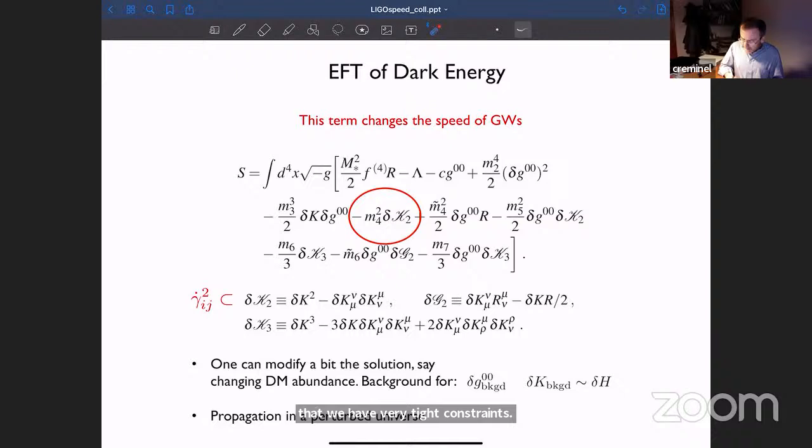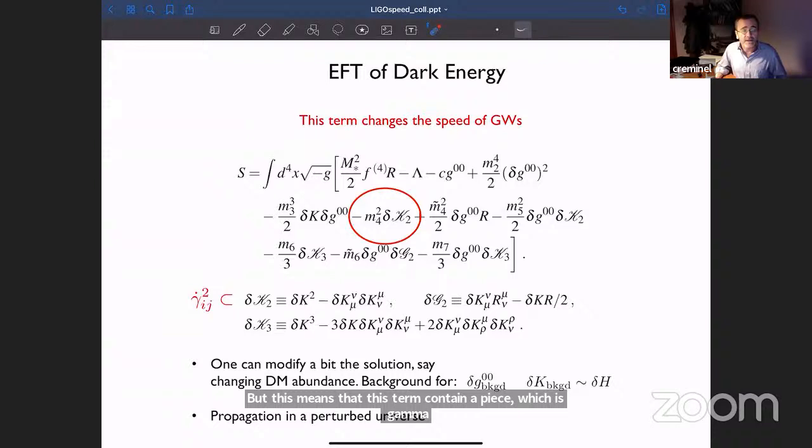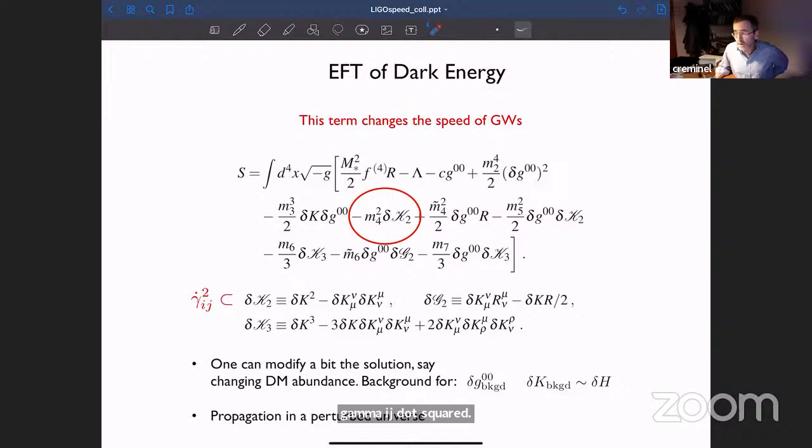There are two ways of seeing this. One way is, if you look at this operator, it contains the extrinsic curvature of these surfaces, so of the surfaces of constant dark energy, if you want. And if you remember, the extrinsic curvature is basically the time derivative of the metric. By time, I mean the time orthogonal to the surface, so the extrinsic curvature has to do with the time derivative of the metric. But this means that this term contains a piece which is gamma ij dot squared. And this, of course, contributes to the kinetic term of gravitational waves. Therefore, since it is only the time kinetic term and not the spatial kinetic term, I am changing the speed of propagation of gravitational waves.